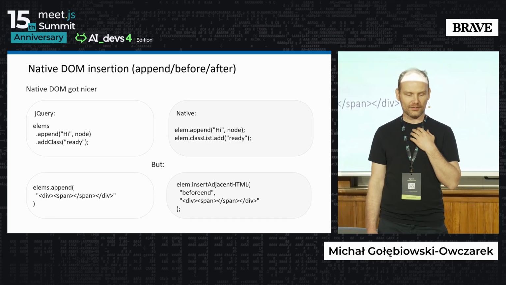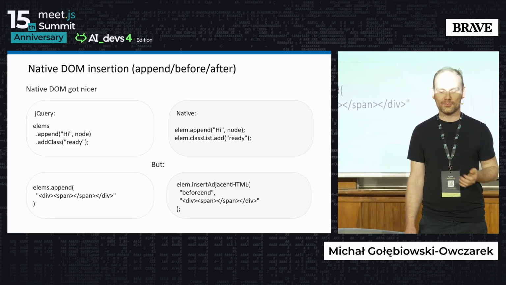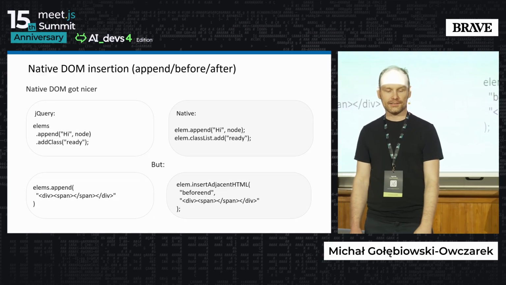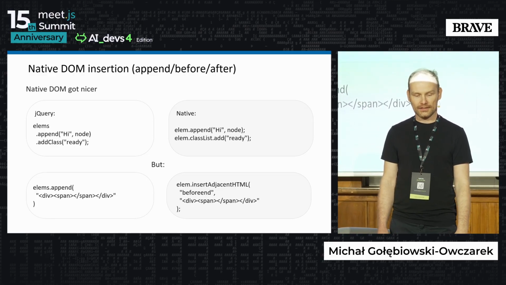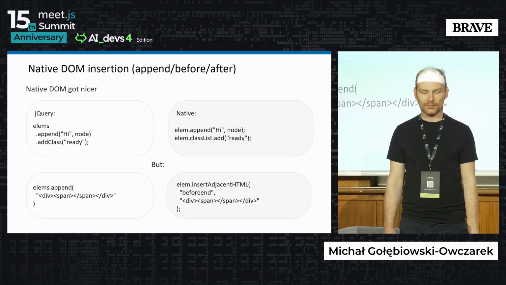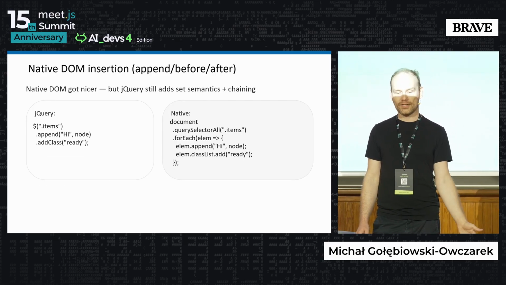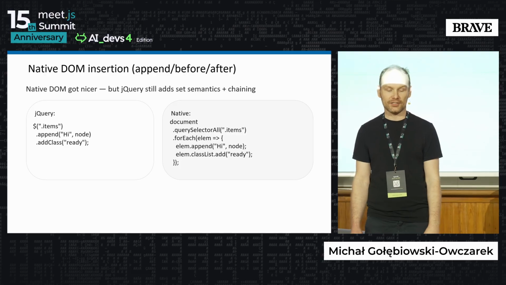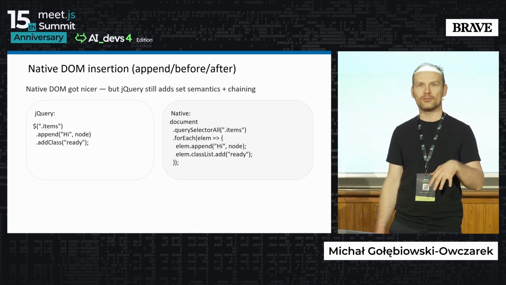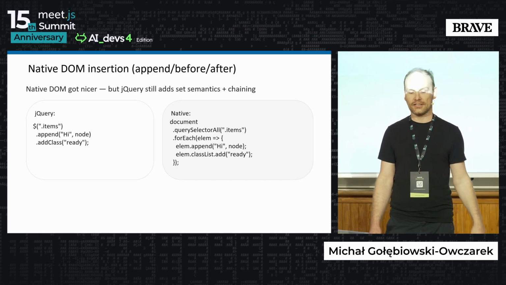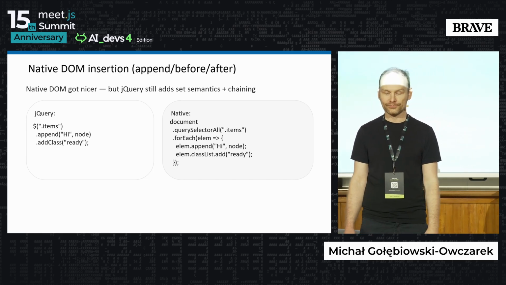The append method was backported partially, although it only supports nodes or text and not full HTML. And a lot of other APIs like before, after, and many others. But jQuery still had set semantics and chaining. For example, if you had to perform the same operation on multiple matched nodes, natively you still have to use a loop.